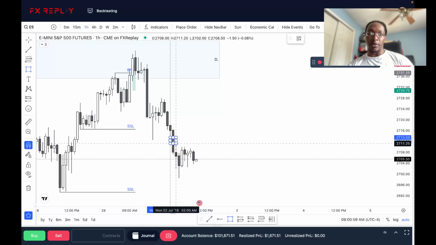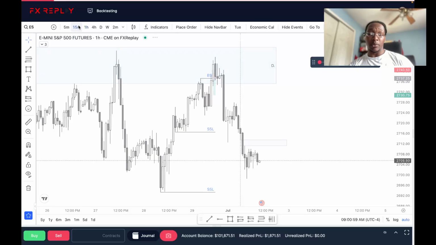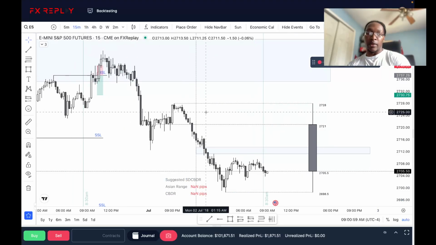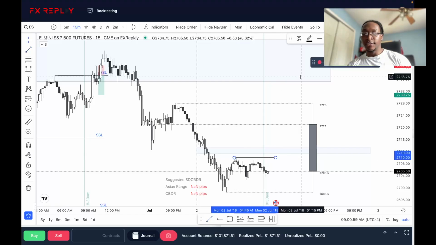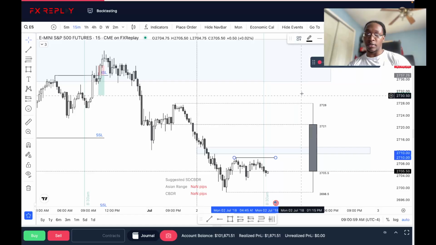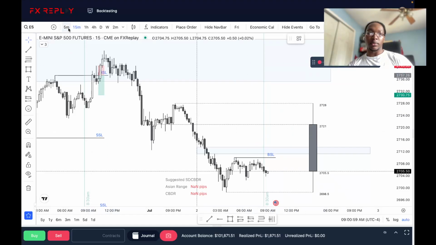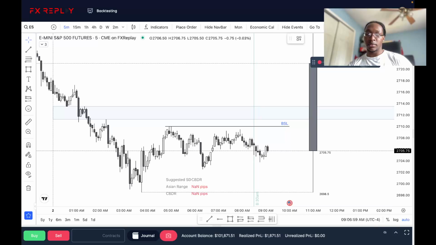We could trade up into this fair value gap here, have a nice market maker sell model on the hourly. So we have potential to sell above this high. This is buy side liquidity. We'll go to the 5 minute. Let's see if we on that high there.